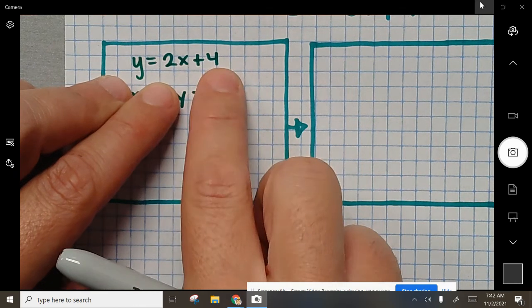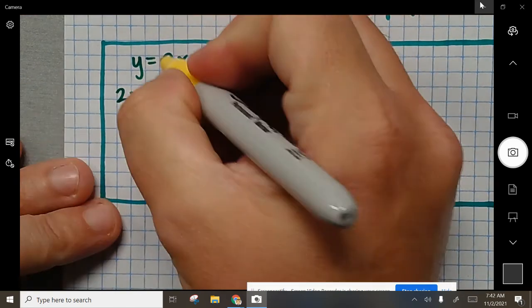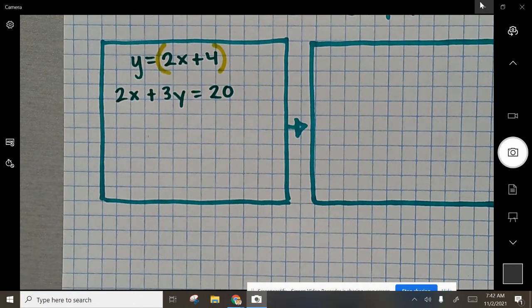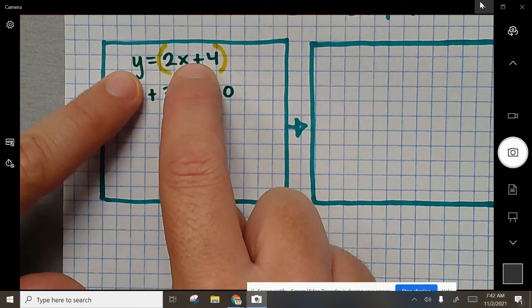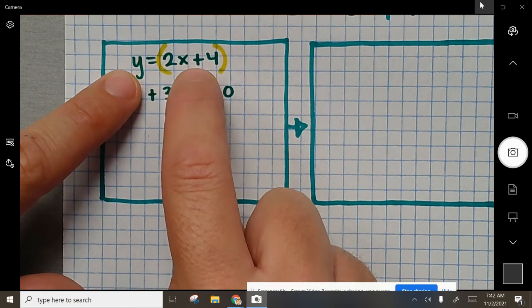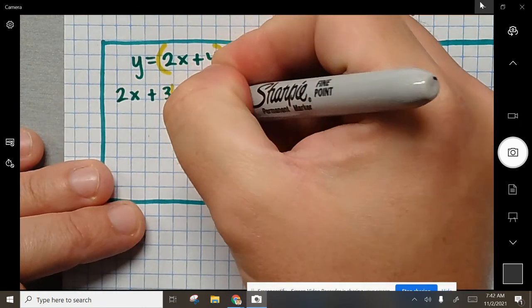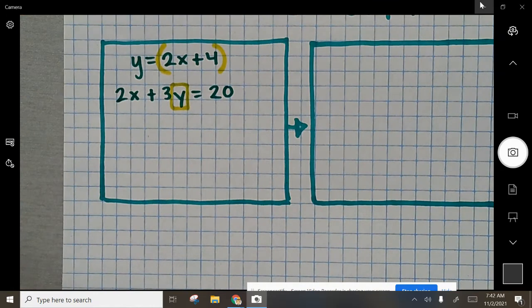2x plus 4. What does y equal? 2x plus 4. Okay? So we're going to take this and go ahead and put parentheses around it. We're going to take this and we're going to substitute. This is the substitute. Who's the teacher? The y. We got to put the substitute in for the teacher. So we're going to put a square around the y, and I want you to see what's going to happen.